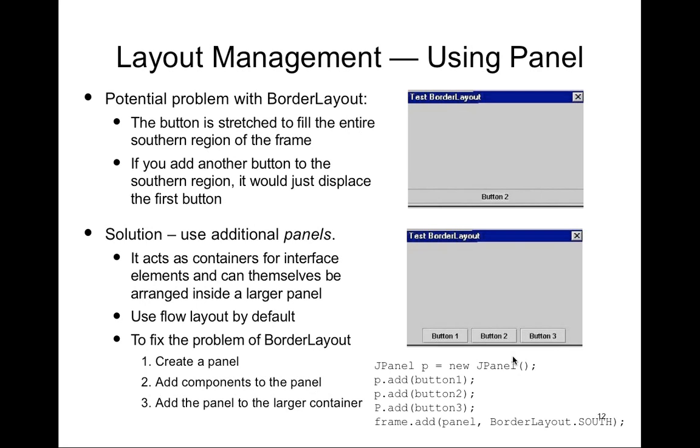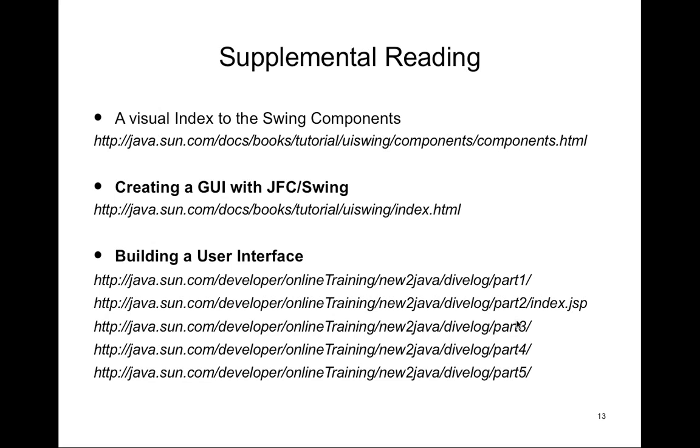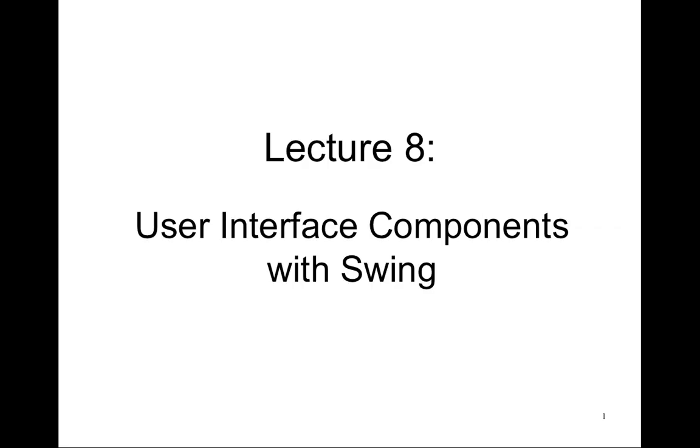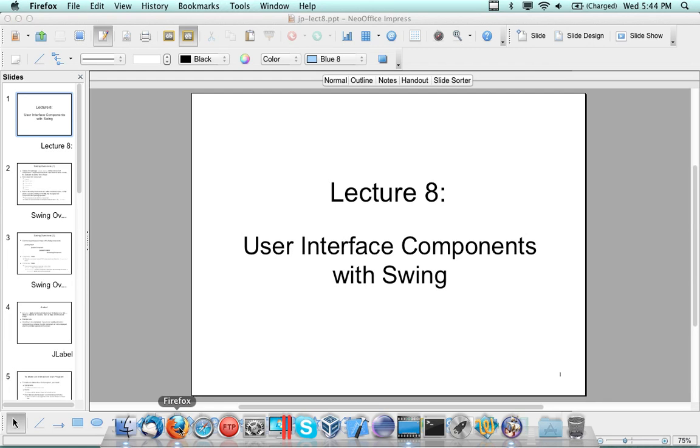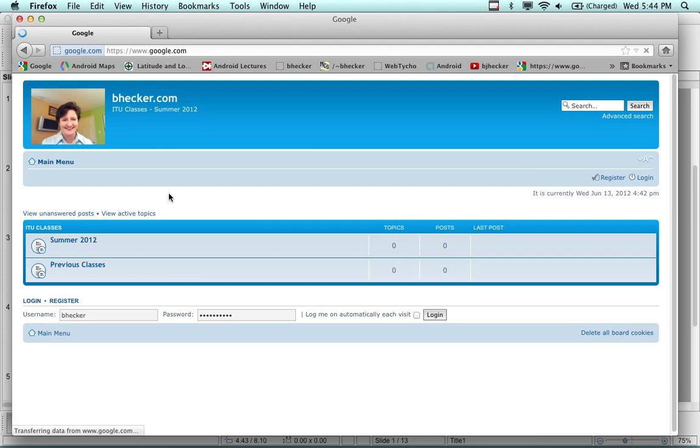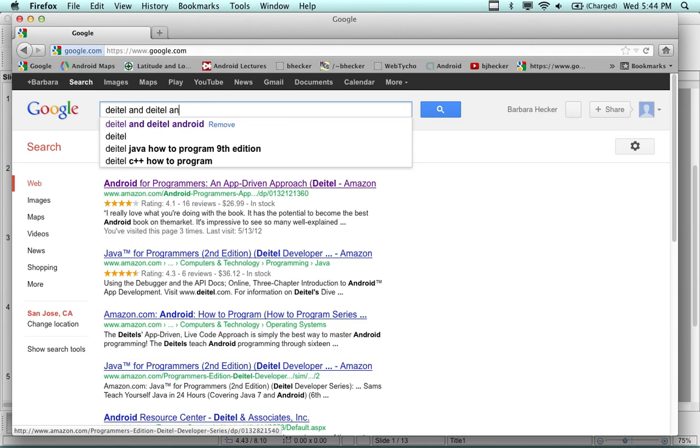Some supplemental reading. And these links actually still work, although they will take you automatically to Oracle instead of the Sun site. I don't recommend the Oracle documentation, however, or the old Sun documentation, because it's really lengthy. That's why I mentioned the Deitel and Deitel book again. And for those of you who can't remember, let me refresh your memory on that book. There are like 8 or 9 editions of it out. I have to go to the website anyway, so it's the Deitel, but we don't want Android, we just want Java: How to Program in Java.